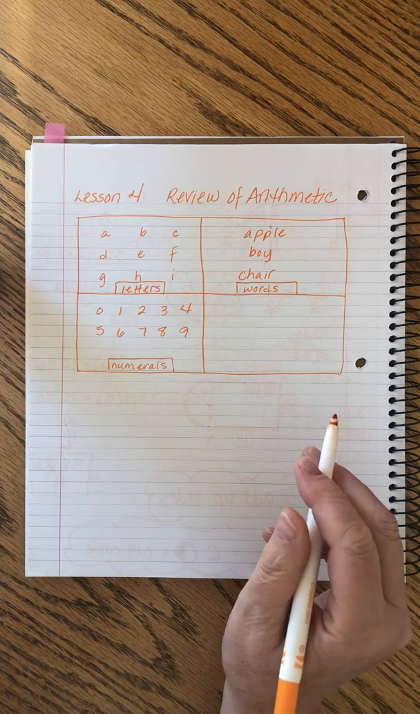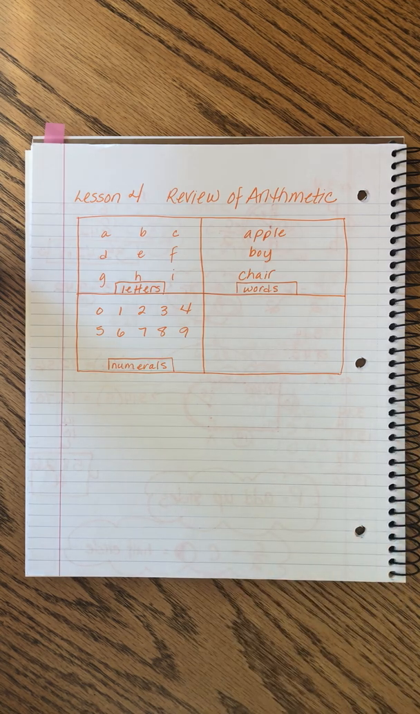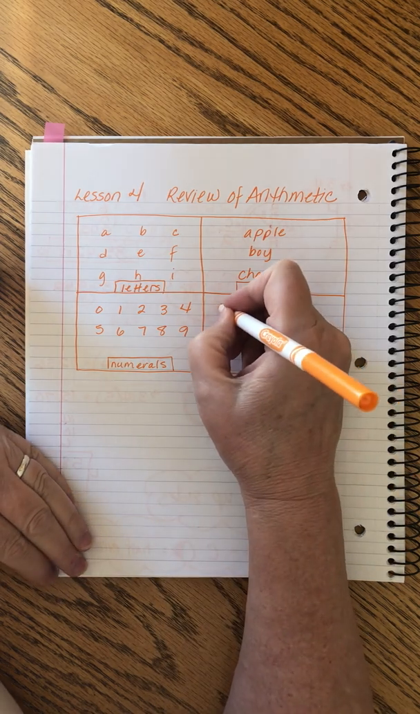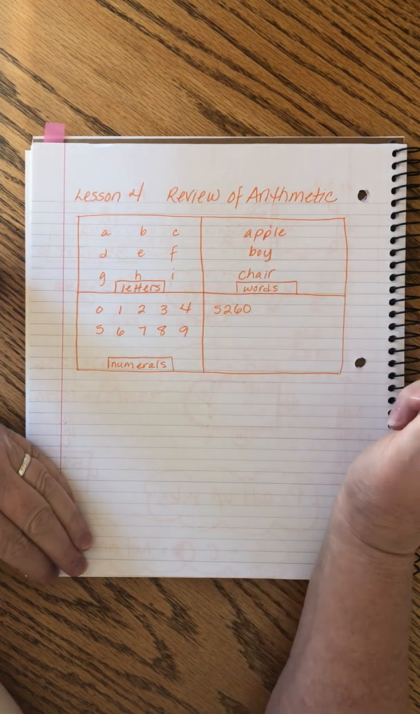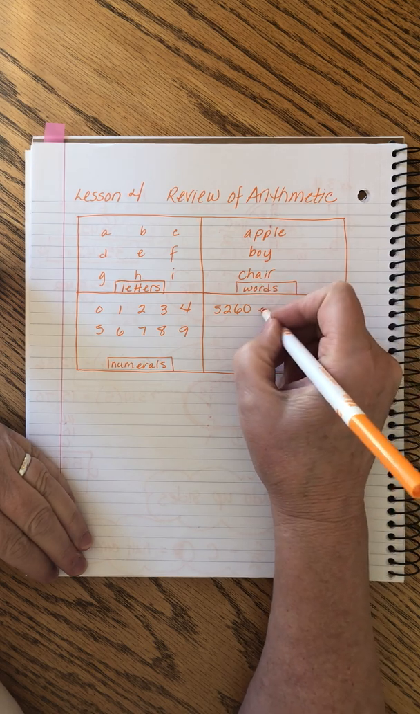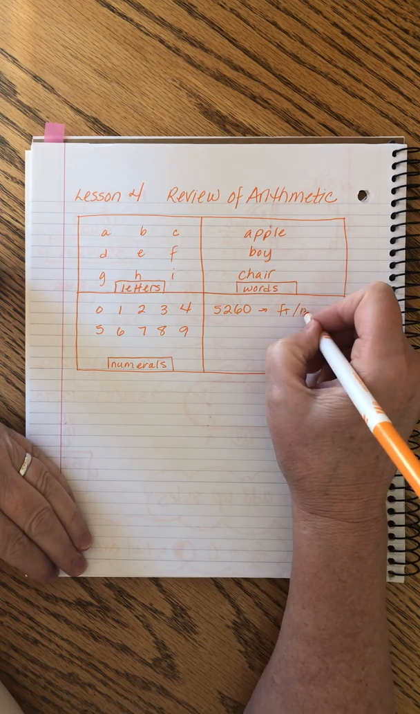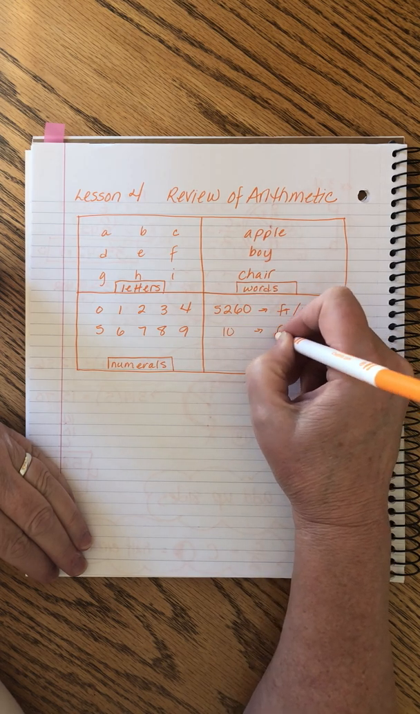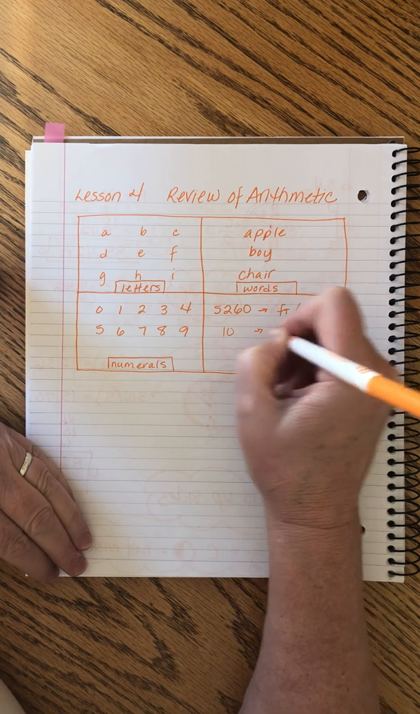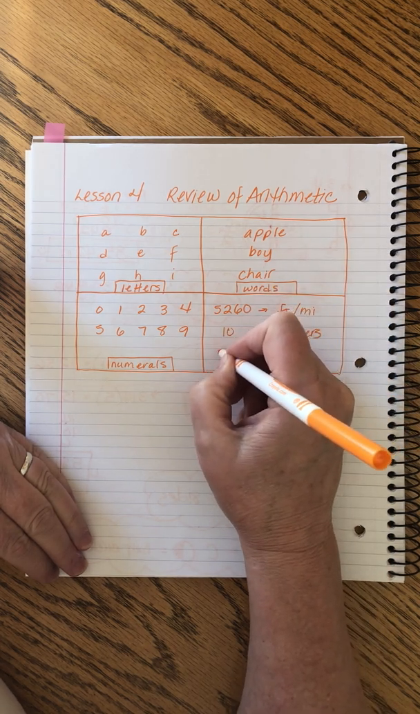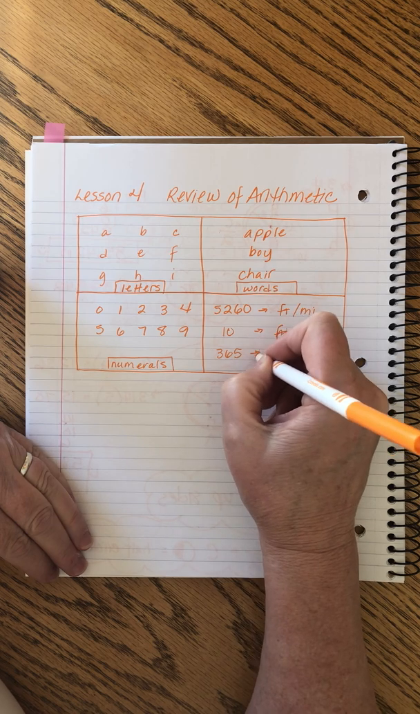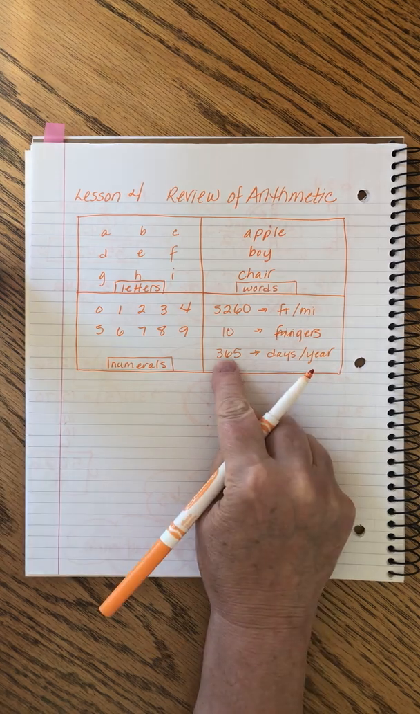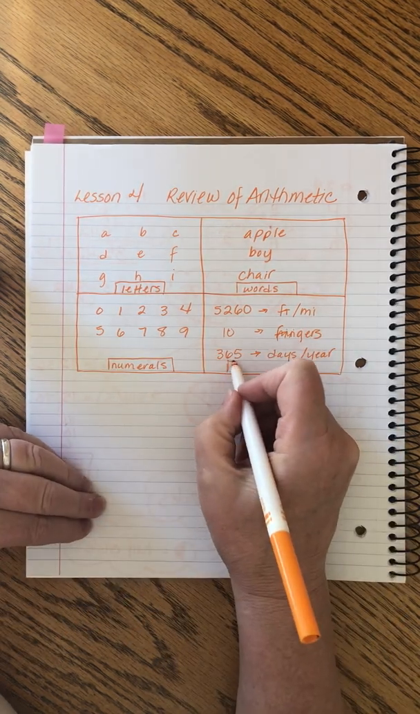It's when we combine the numbers according to the rules of mathematics that we can start to have meaningful what we call numbers. This is how many feet are in a mile. 10 is how many fingers you have. 365 is the number of days in a year. We combine numerals to make numbers.